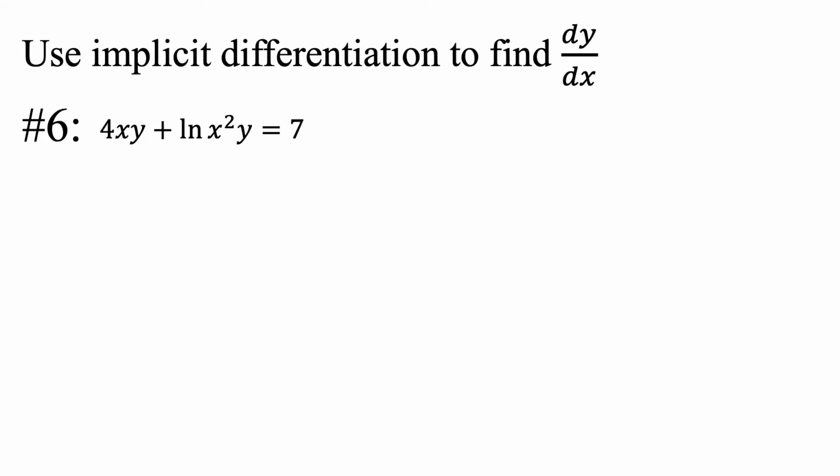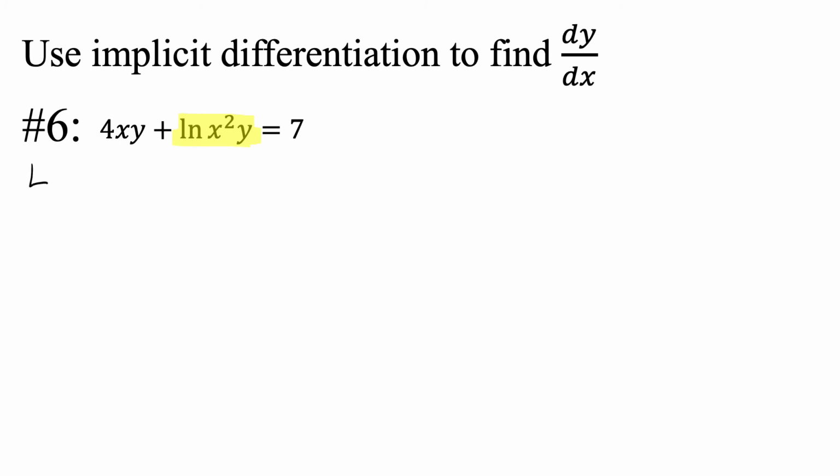Okay, in the same directions for our final example, using implicit differentiation, let's find dy/dx. Here our function is 4xy plus the natural log of x squared y equals 7. First thing I notice is this natural log of x squared y can be expanded and simplified.